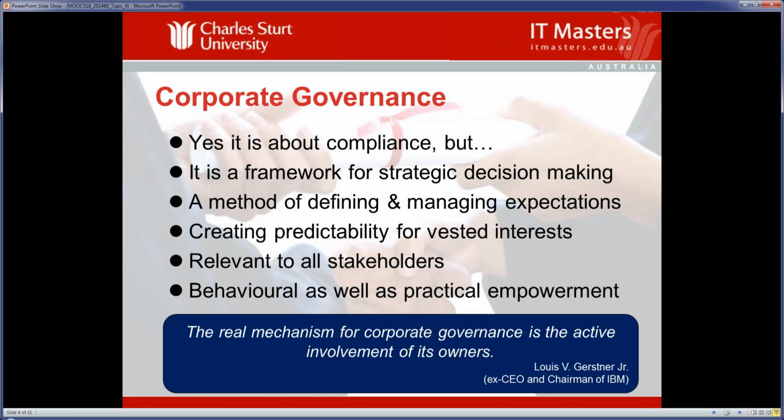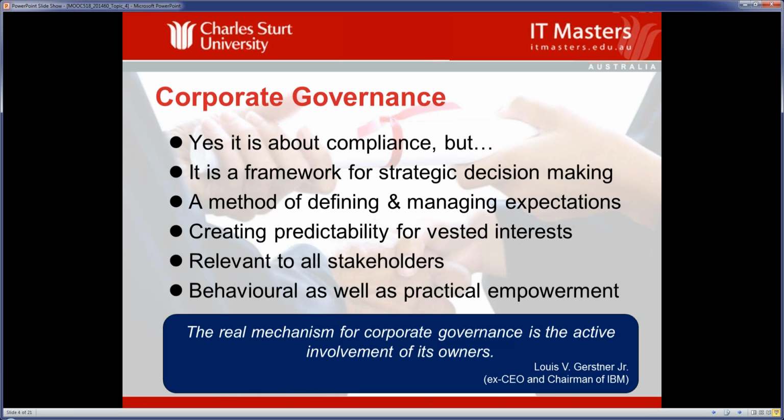Louis Gerstner was a fairly famous guy in IBM. He was the chairman and CEO of IBM for around a decade. He took over the company when it was considered to be in a fairly dire situation in the early 1990s. And is largely credited with turning it around and turning it into something that was far more powerful than what it was. His view on governance is that the real mechanism of corporate governance is the active involvement of its owners. And by owners, he's talking about major shareholders.